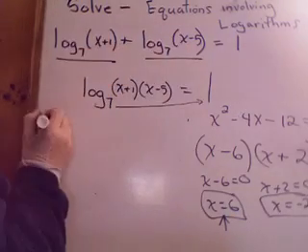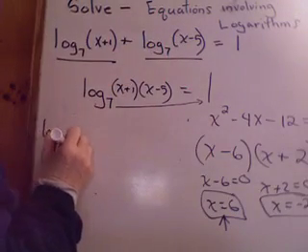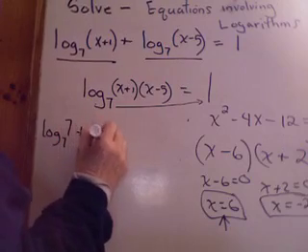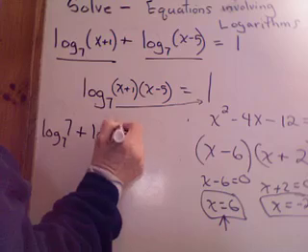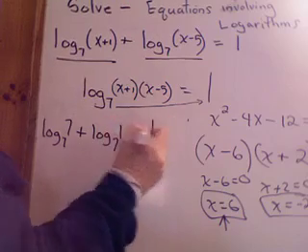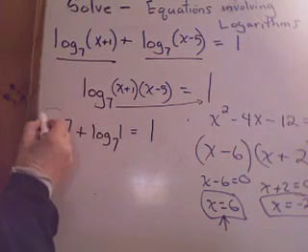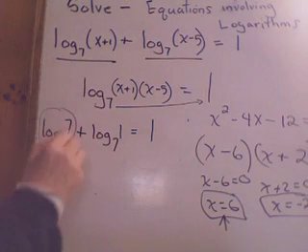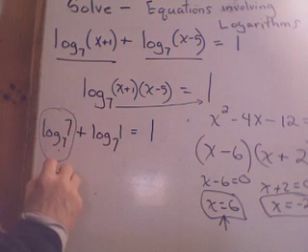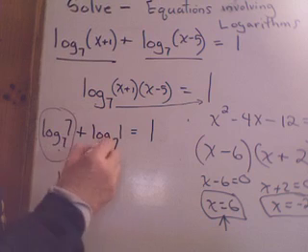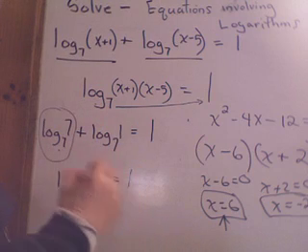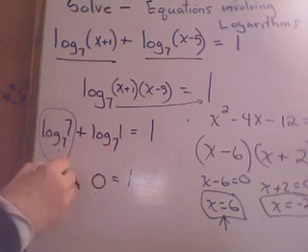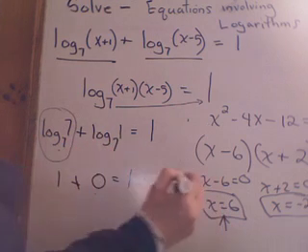6 plus 1 is 7. So I get log base 7 of 7 plus log base 7 of what's 6 minus 5? 1, equals 1. And from our rules of logarithms that we learned the other day, what is the value of this part here? 1 plus, what's the value of this? 0 equals 1. 1 plus 0 is 1. 1 equals 1. So this one worked.